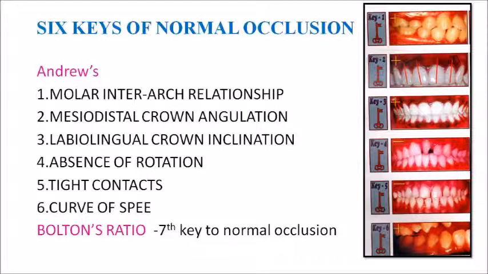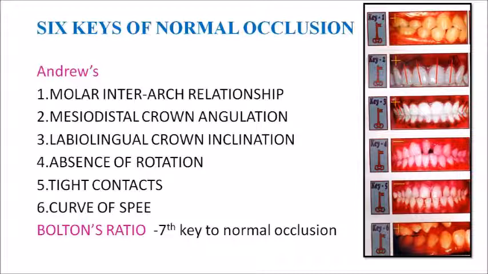Now the fourth key is the absence of rotation, and the fifth key is tight contact. Tight contact means there should be tight contact between adjacent teeth, that is, there should not be any spacing or any crowding. Now the sixth key is the curve of Spee. A normal occlusal plane will have a curve of Spee not exceeding 1.5 millimeters.